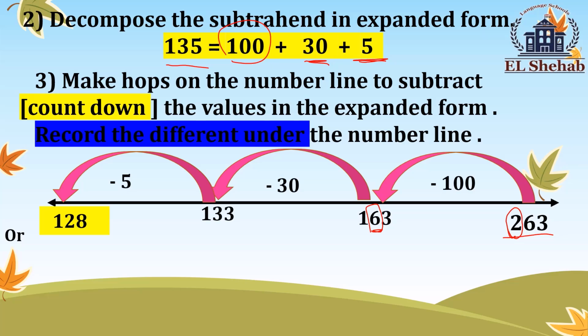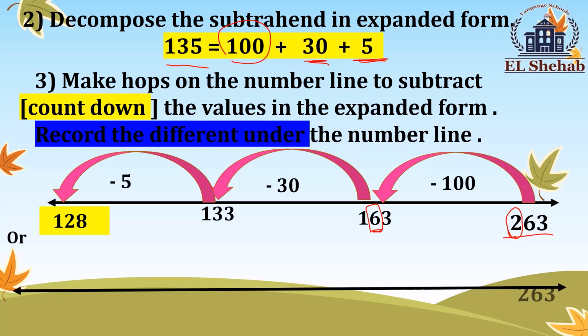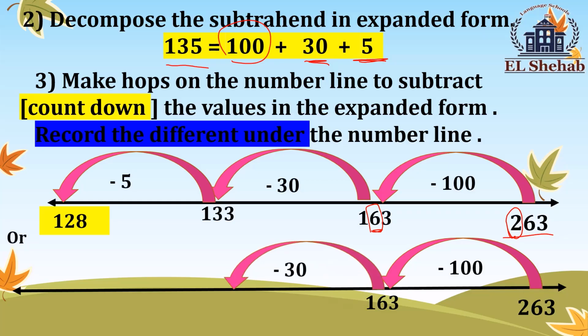Or we can do it like that. 263 minus 100, 163 as we said, then minus 30, the tens will be less by 3, so it will be 133, but I can break the ones into 3 and 2. I have 5 in the ones place, I can break it into 3 and 2. Why into 3 and 2? Because if I subtract 3, it will be 130, and then it's easier to go back these 2 steps to be 128.